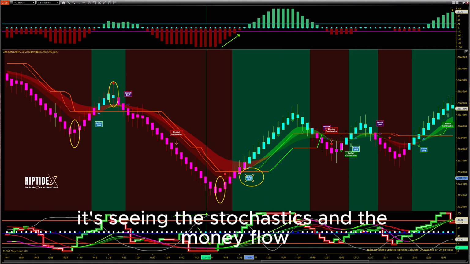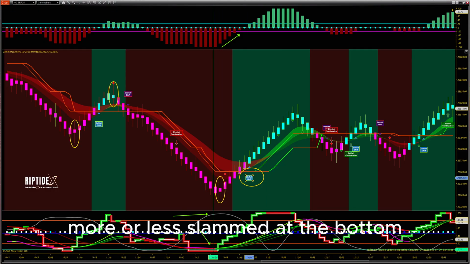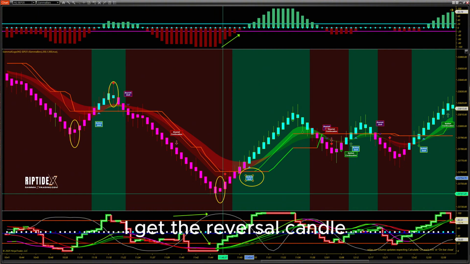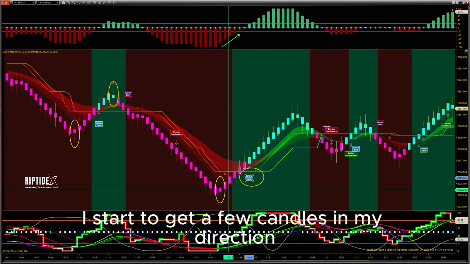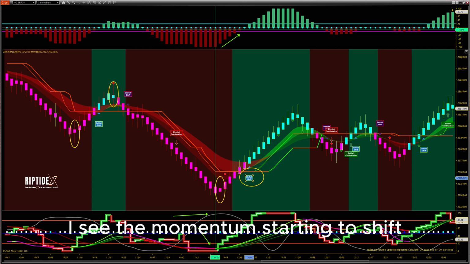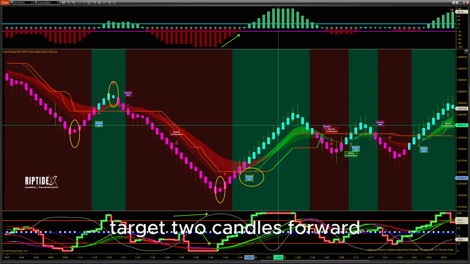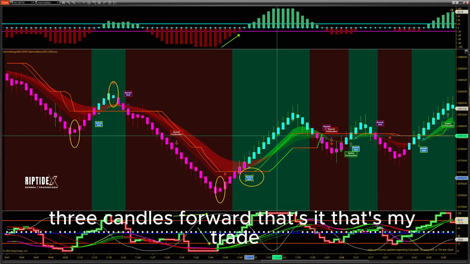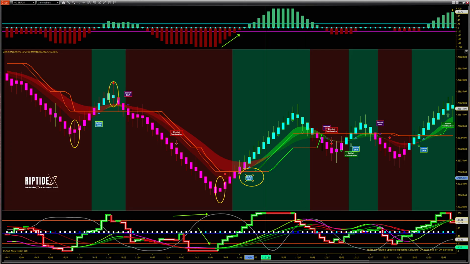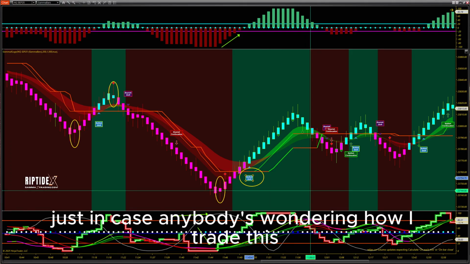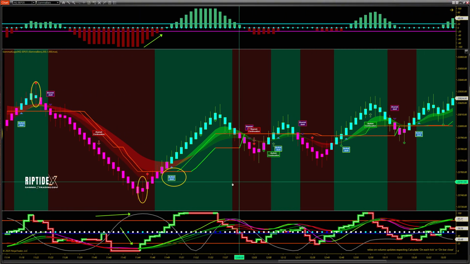It's seeing the stochastics and the money flow more or less slammed at the bottom. I get the reversal candle. I start to get a few candles in my direction. I see the momentum starting to shift. The signal comes in. I take it, stop 2 candles back, target 2 to 3 candles forward. That's it. That's my trade. Just in case anybody's wondering how I trade this.